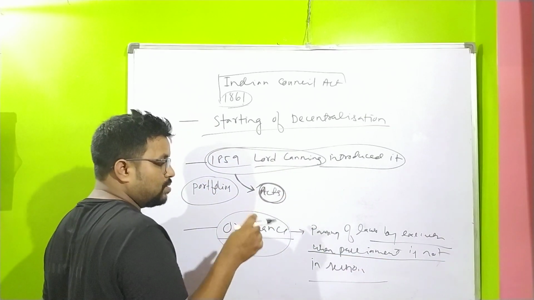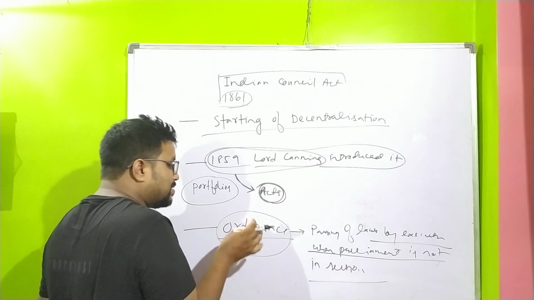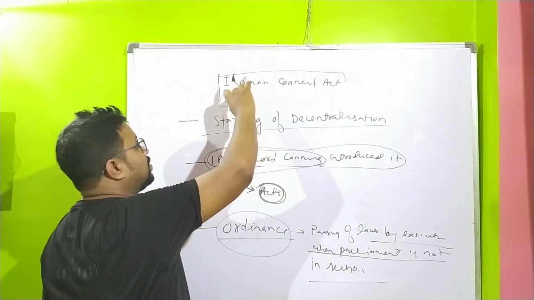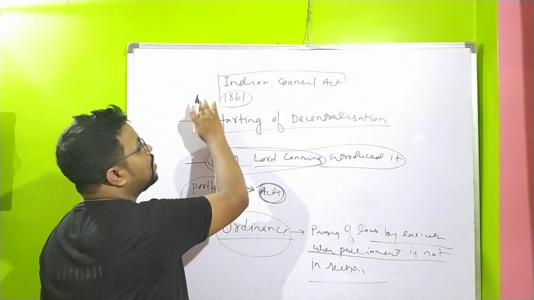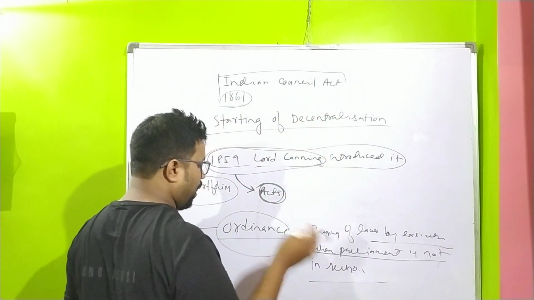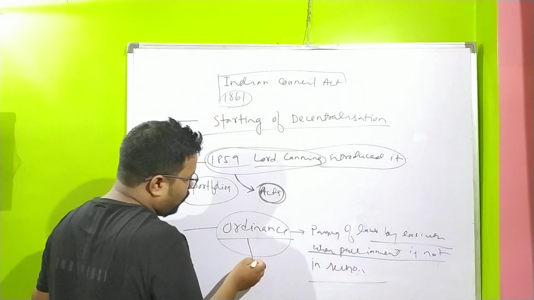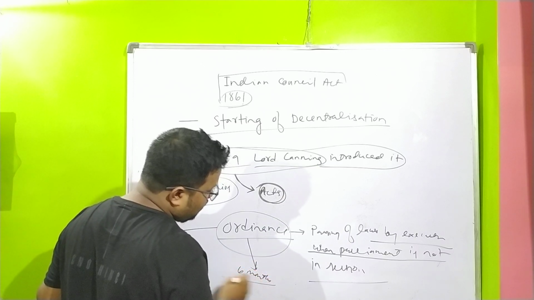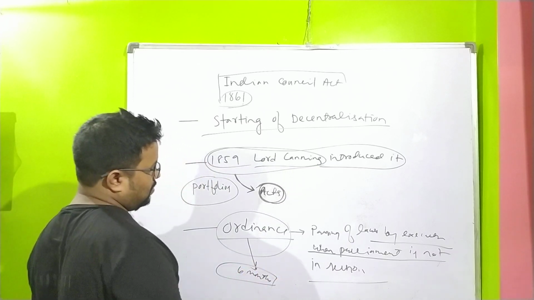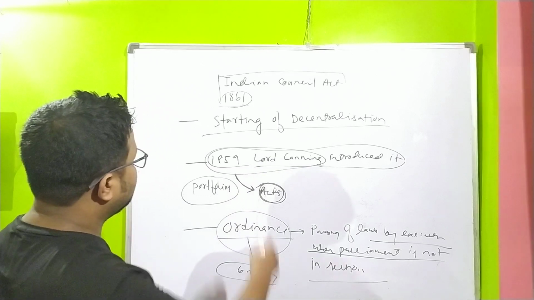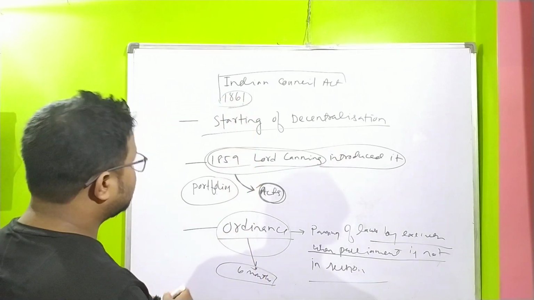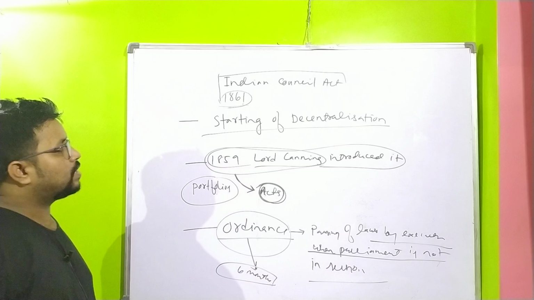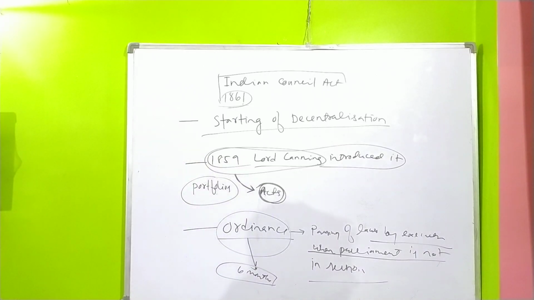So today's ordinance is similar to the Ordinance of 1861 under the Indian Council Act, and the validity of the ordinance was 6 months. So these were the important provisions under the Indian Council Act of 1861.